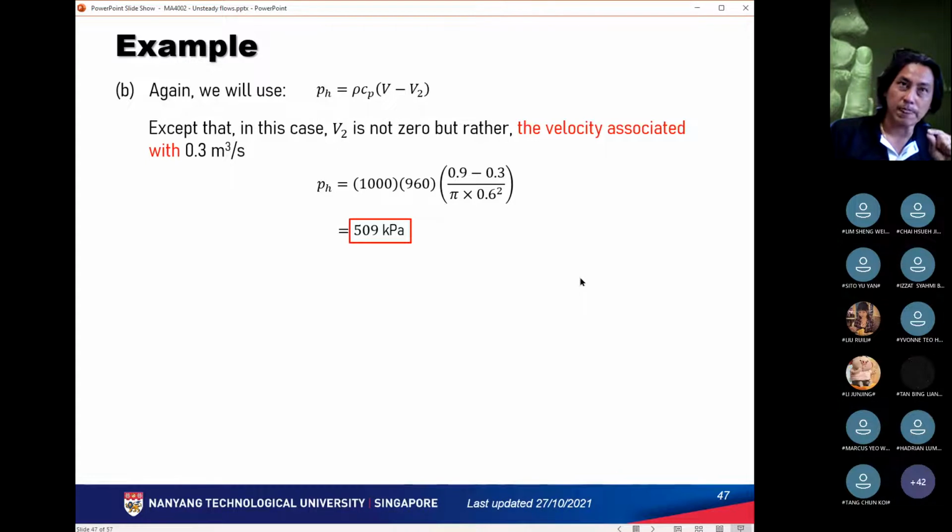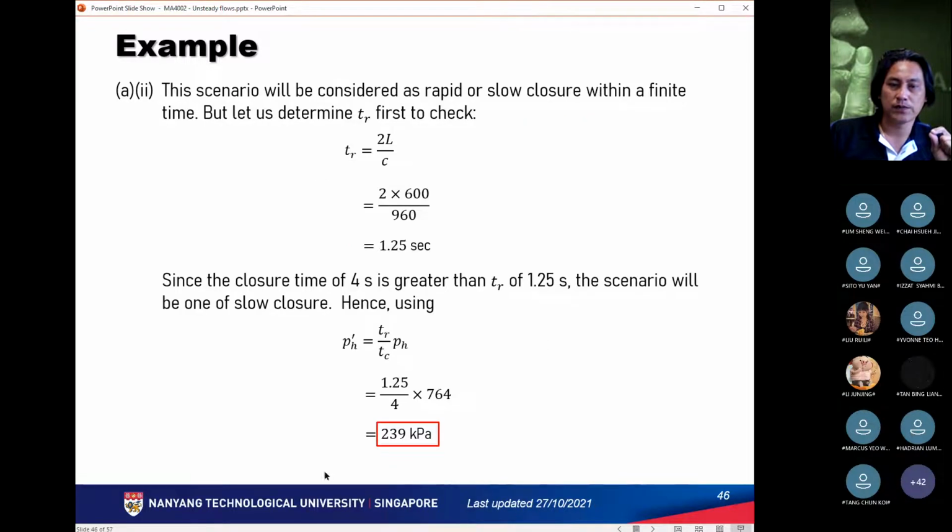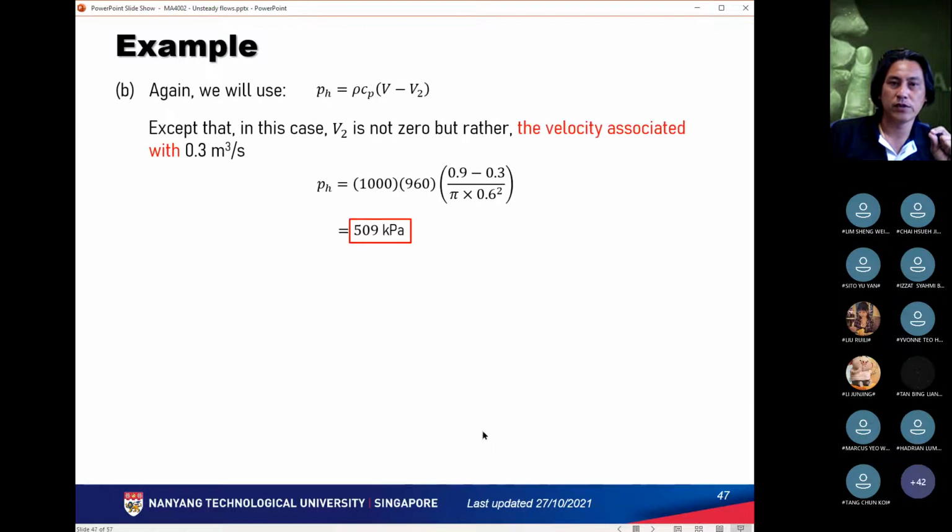Now, some of you may wonder, why is this pressure so high as compared to the slow closure, even though the final flow rate is not zero? It seems strange, isn't it? Why is it still so high? The reason is that just because there is a non-zero final velocity doesn't take away the water hammer effects if the closure, or in this case this partial closure, still takes place in a rapid manner. It's the speed at which you adjust your valve that matters more.